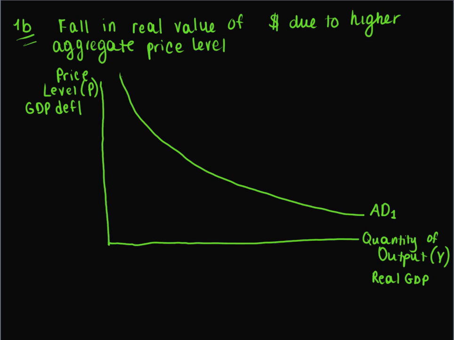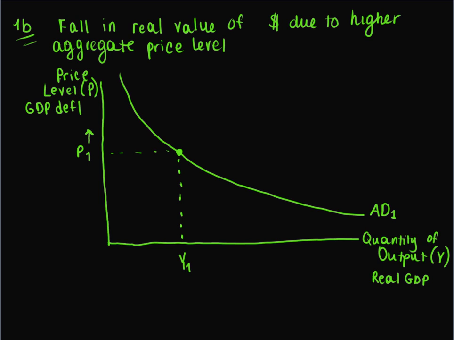And I'm going to say that this corresponds to a specific price level, the price level we start at, so I'm going to call that P sub 1, and a specific quantity of output of real GDP. So I'm going to call this on the horizontal axis Y sub 1. Now the question says that our economy sees a fall in the real value of money in the economy due to a higher aggregate price level. So essentially, our price level has increased from P sub 1 to a new price level that I'm going to call P sub 2. Okay?